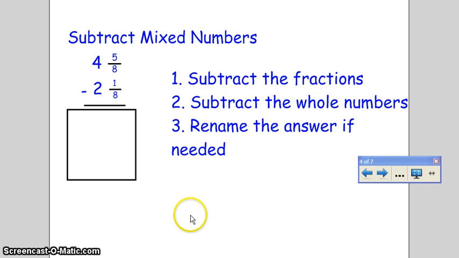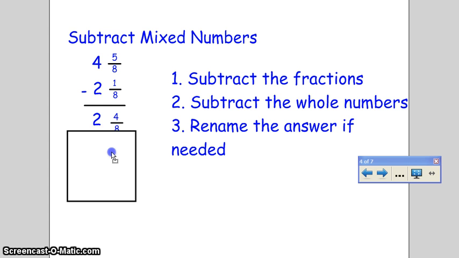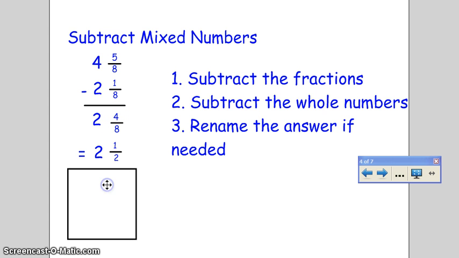Now when we subtract mixed numbers, we do the same process. Subtract the fractions, subtract the whole numbers, and then rename if needed. So let's subtract our fractions. 5 minus 1 is 4, and 4 minus 2 is 2, so that we have 2 and 4/8. 4/8 is not in its simplest form, so we need to change our answer to 2 1/2.